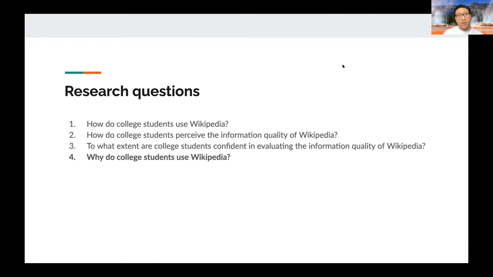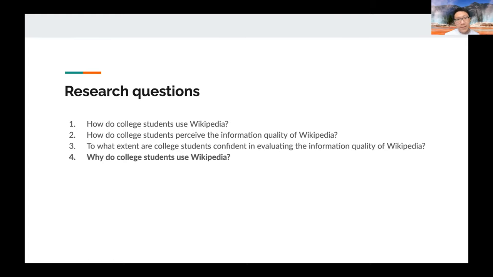So the research questions they focus on are these four. First one is how do college students use Wikipedia? Second one is how do college students perceive the information quality of Wikipedia? Third one is to what extent are college students confident in their ability to evaluate the information quality of Wikipedia? And then lastly, why do college students choose to use Wikipedia?